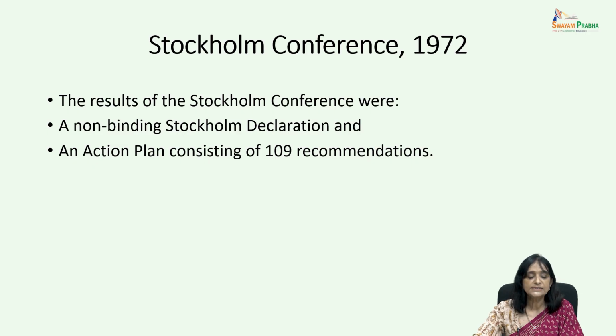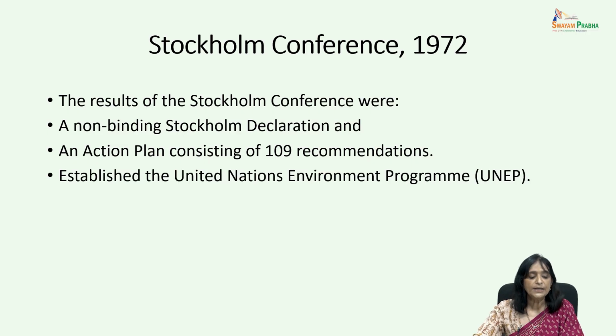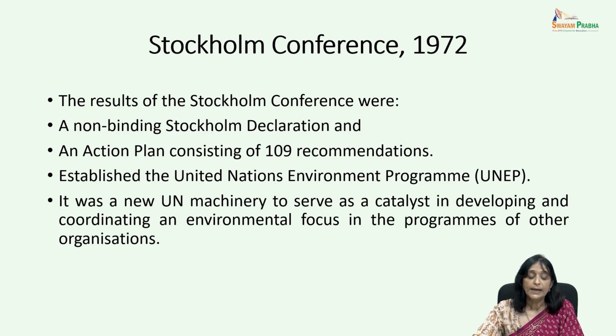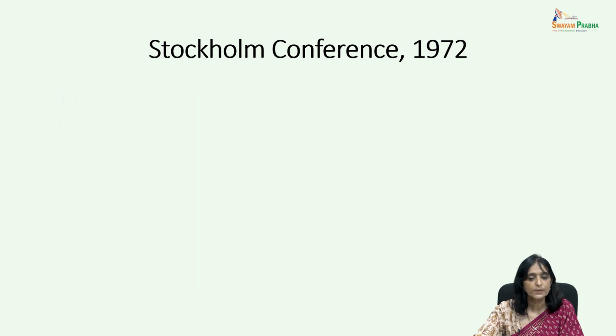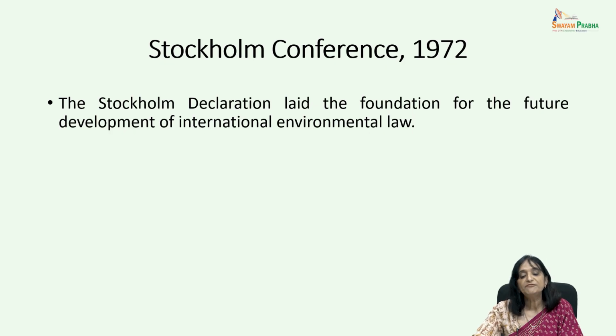An action plan consisting of 109 recommendations was also adopted. It established a body under the UN, called the United Nations Environment Programme. This UNEP was a new UN machinery which served as a catalyst in developing and coordinating an environmental focus on the programs of other organizations. The Stockholm Declaration also laid the foundation for the future development of international environmental laws. Even in India, whatever environmental regulations or policies started taking shape, they started taking shape after the conference only.